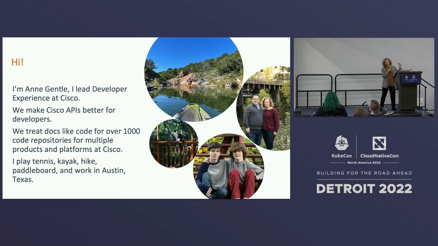So hi, I'm Ann Gentle. I work in developer relations at Cisco and I live in Austin, Texas. We work with many teams across Cisco. We have a pretty large portfolio of APIs and we like to make sure that Cisco APIs are getting better and better all the time. So we work collaboratively with teams and we treat docs like code across a lot of GitHub repos. So we manage a lot of code and we manage a lot of content. So hence my interest in inclusive language.